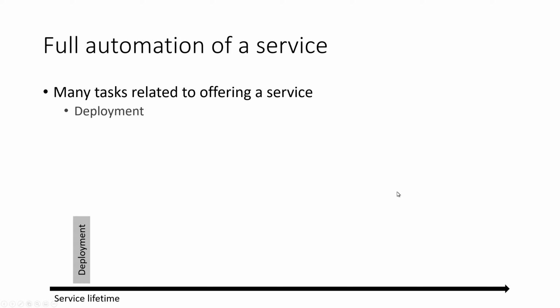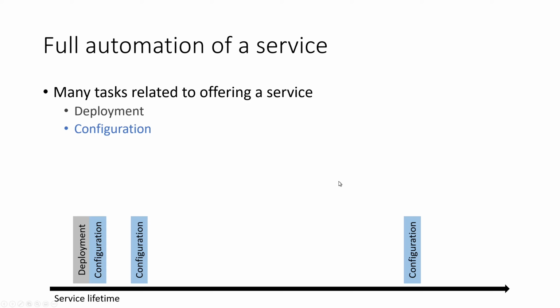So let's consider the lifetime of a service. So the first thing we need to do is of course deploy this service. So this is one task that we can automate. After our service is deployed, we might need to configure it so that it runs the way that we want. And of course, we might need to reconfigure the service at different points in its lifetime if its configuration changes.